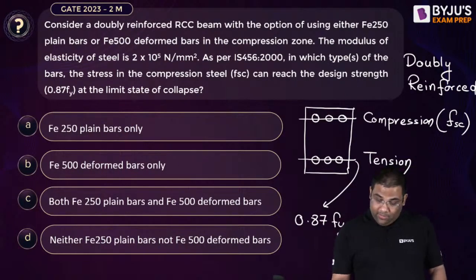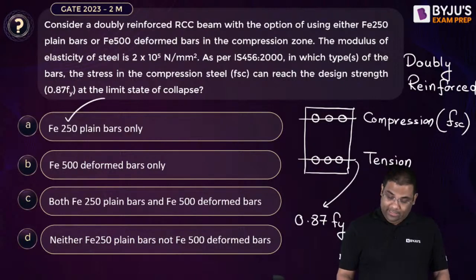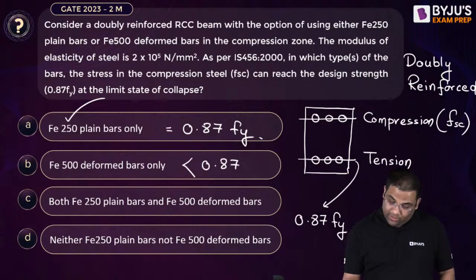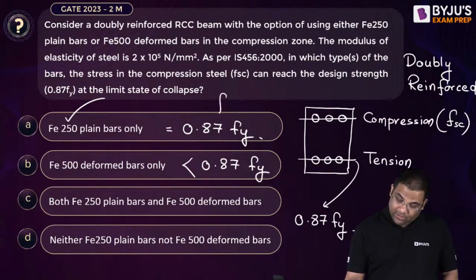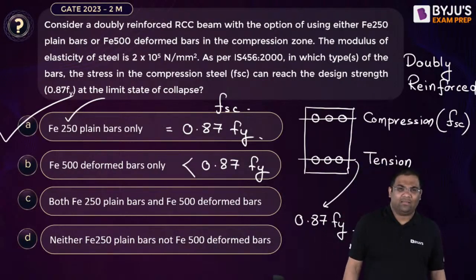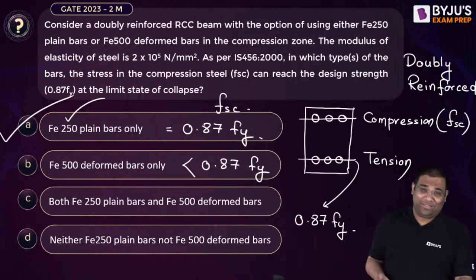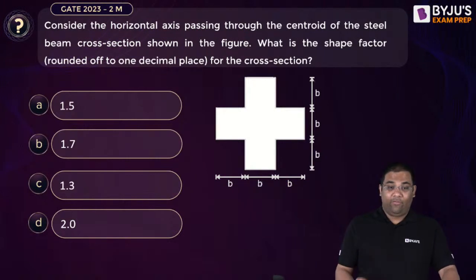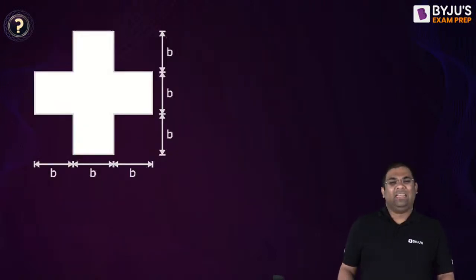So for mild bars, for this Fe250, it is actually equal to 0.87 Fy. And for deformed bars like 500, 415 or 550, this is actually less than 0.87 Fy when we are talking about your Fs. Now the question is, the stress in the compression steel can reach the design strength 0.87 Fy where? Only in case of plain bars. I directly teach this in the class. I don't know why they're asking 2 marks for this. Easy things, okay? Now this is the shape factor which they have asked. Two more questions, you can easily solve this actually.